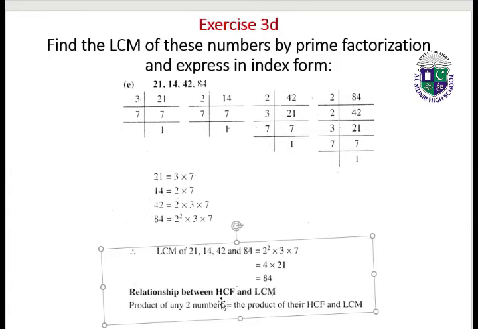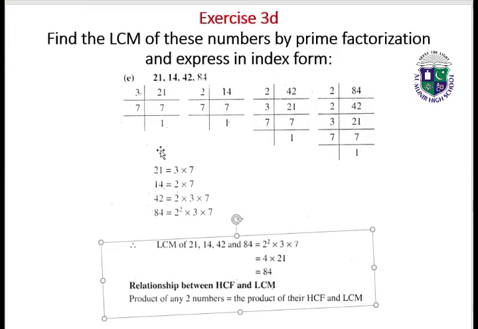Relationship between HCF and LCM, highest common factor and least common multiple: the product of any two numbers is the product of their HCF and LCM.